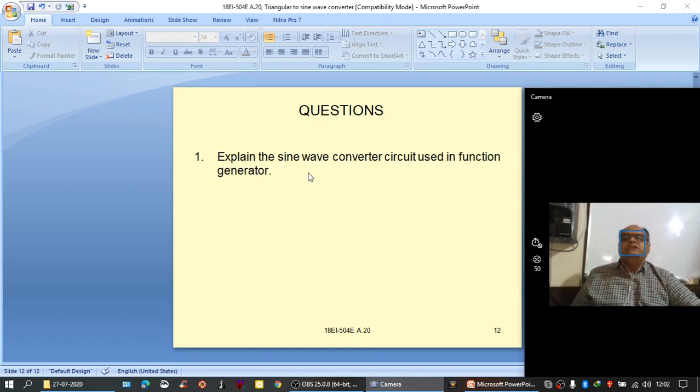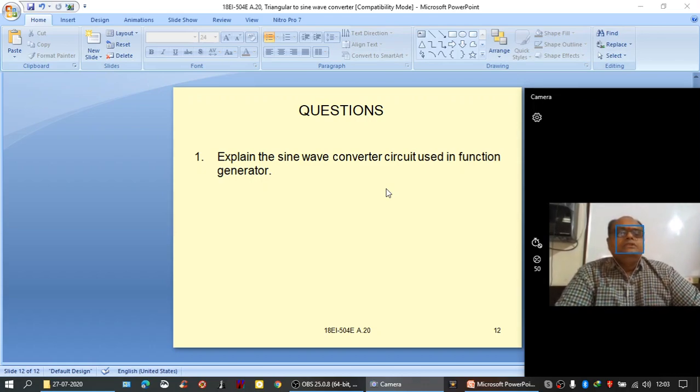The question can be asked as: explain the sine wave converter circuit using a function generator. So this is all about how a function generator produces a triangular wave. Then from the triangular wave, how a rectangular or square wave is derived using a Schmitt trigger, and how from a triangular wave a sine wave is derived using a resistance diode network.